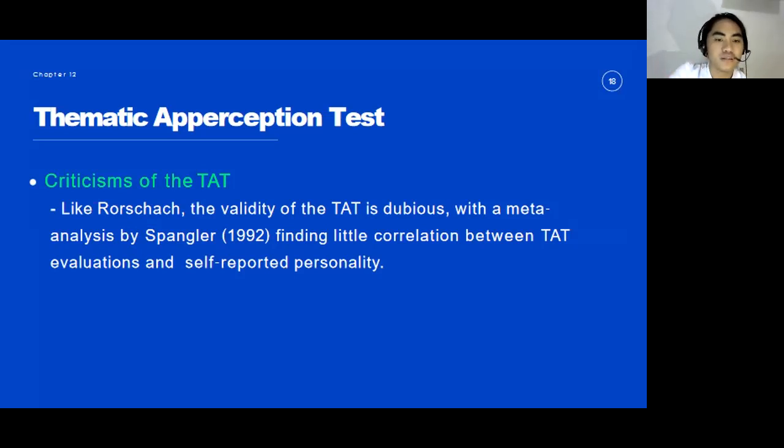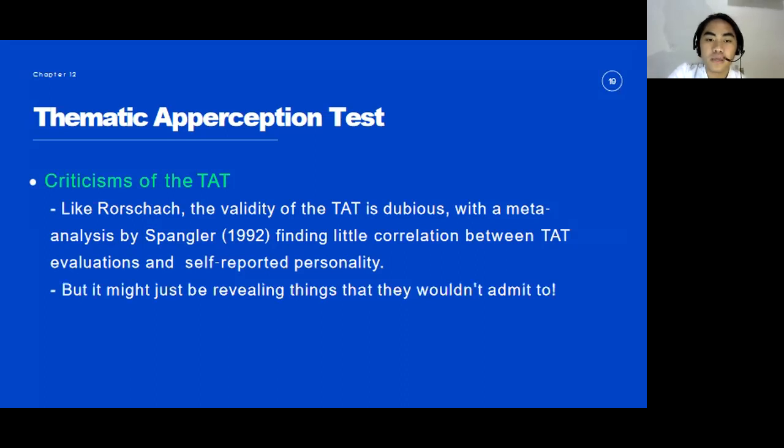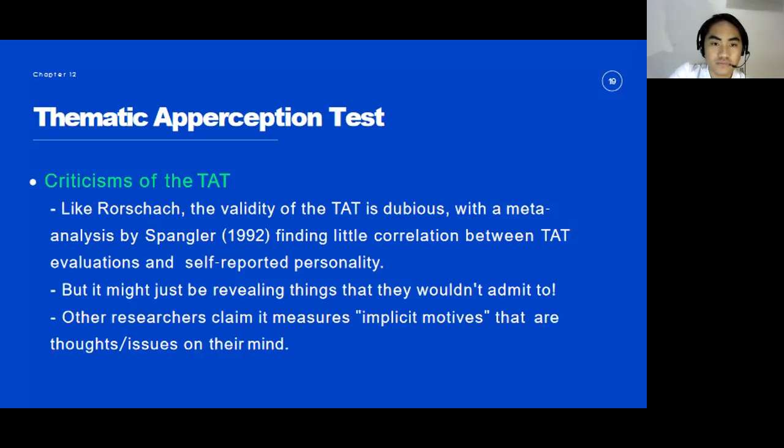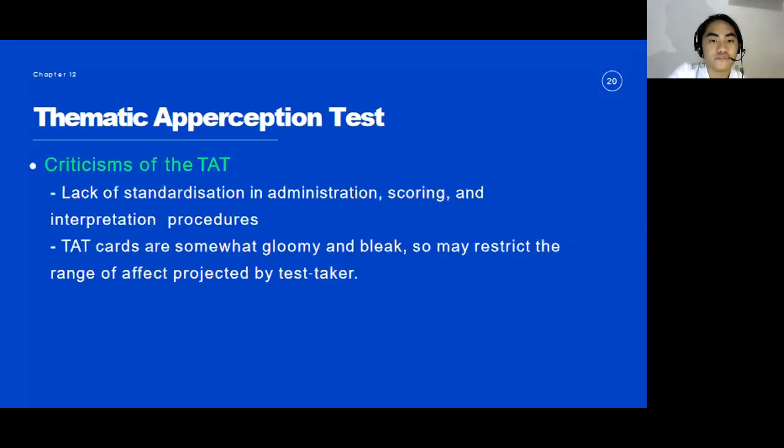So we need a little more. But it might just be revealing things that they wouldn't admit to. Other researchers claim it measures implicit motives, that are thoughts or issues on their mind. So rather than revealing aspects of personality, maybe it just identifies issues and themes that are going on in their lives, and that can be clinically useful in itself.